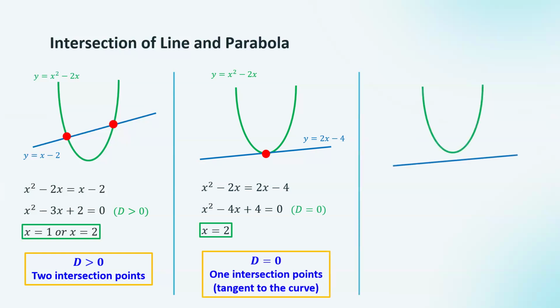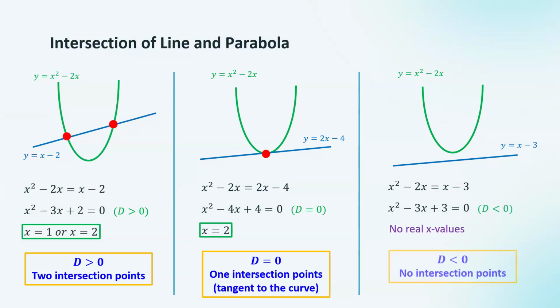And in the last case, as you can see, the parabola curve doesn't touch the line. Let's say that the parabola is x squared minus 2x and the line is x minus 3. In this case, if we equate them, we have no real x value. If we calculate the discriminant, it's going to be negative. If D is negative, there will be no intersection points. This is the only material that you will learn in this video. Afterwards, it's going to be examples.